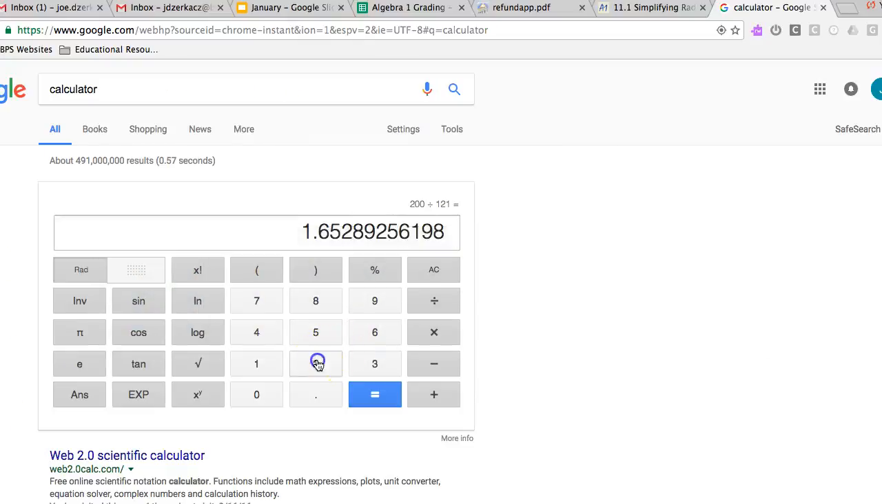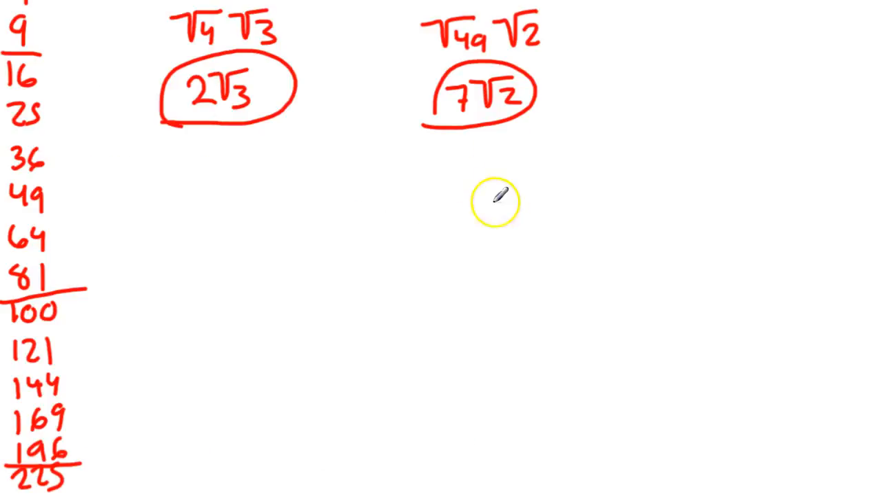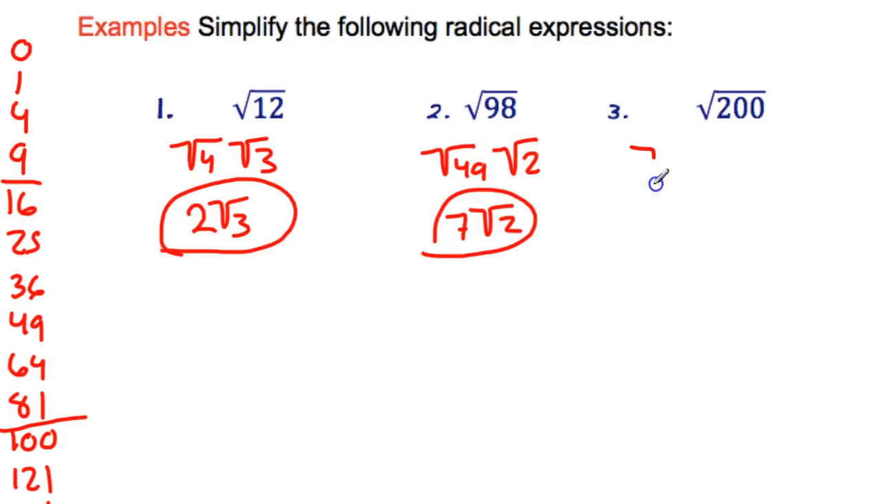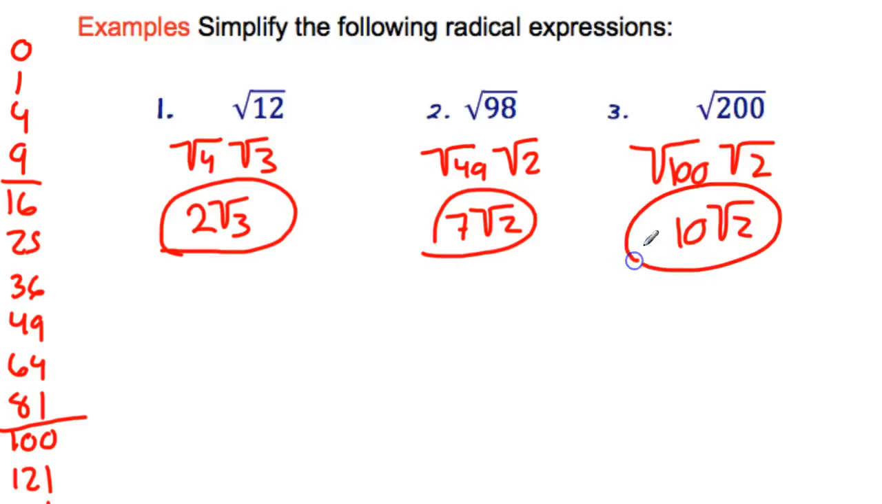I have a hunch it will work. 200 divided by 100 is 2. Perfect. So when I write this, I write the square root of 100 times the square root of 2, and the square root of 100 is 10. 10 square root 2. So if you do it this way, you don't have to worry about doing a big tree and doing multiple things. You just get it right on the first try.